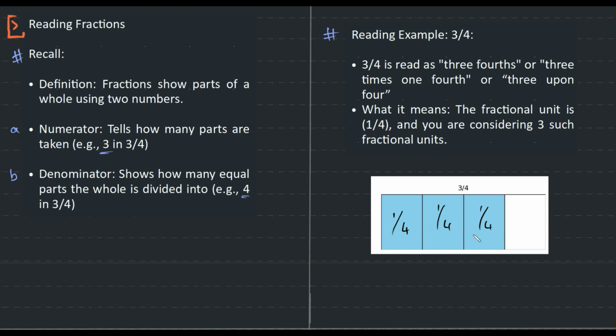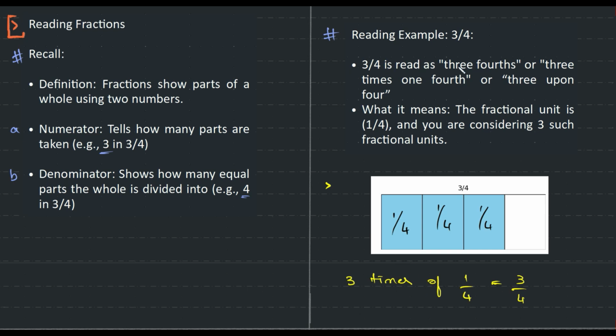But since we have selected 3 of these, this will be 3 times 1 by 4, also written as 3 by 4. And so we read this as 3/4 or 3 times 1/4. The unit fraction is 1/4 and we are choosing 3 of it. And that's what 3 times 1/4 indicates.